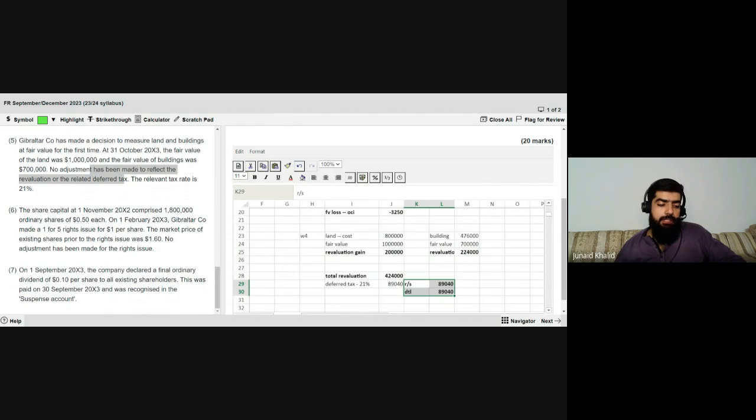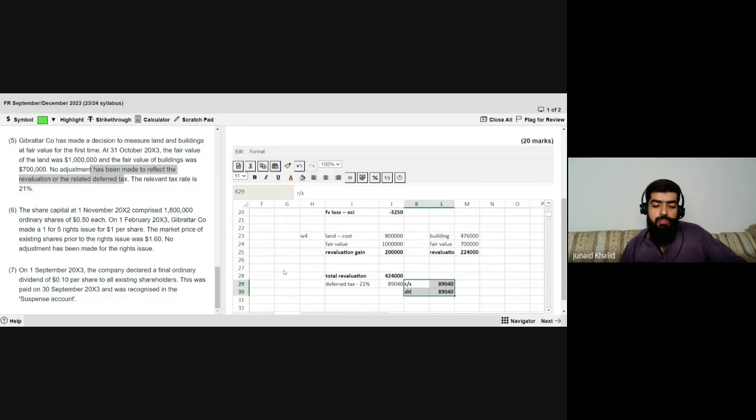The share capital at 1st November comprised 1,800,000 ordinary shares of $0.5 each. 0.5 is the par value. On 1st February 2003, the company made a 1 for 5 rights issue at $1 per share. The market price of the existing shares prior to the rights issue was $1.60. No adjustment has been made for the rights issue.